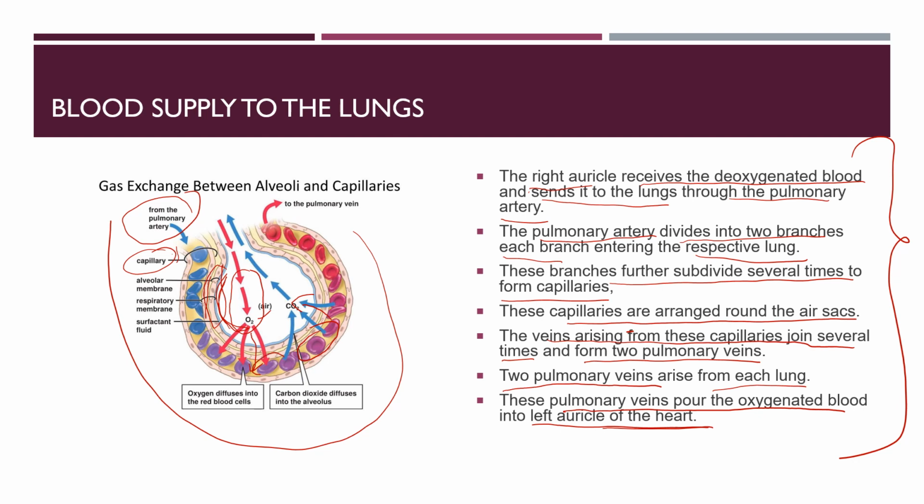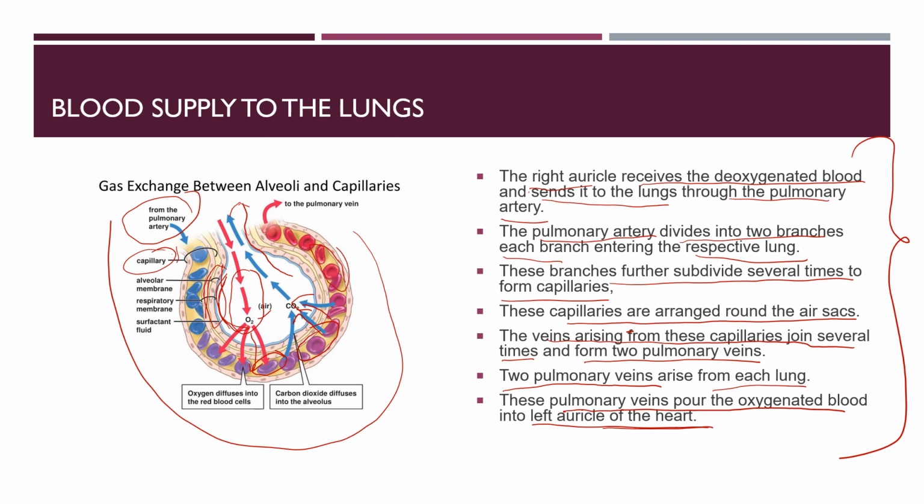Here the hemoglobin gets enriched with oxygen, and the carbon dioxide that was in the hemoglobin is diffusing into the alveoli, and from the alveoli it is being exhaled through the process of exhalation. So in inhalation, we are inhaling air which has more oxygen in it, and we are exhaling carbon dioxide with the exhalation process. And what is happening to the blood?